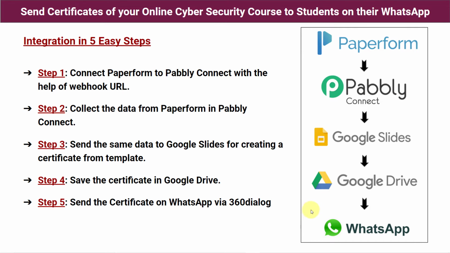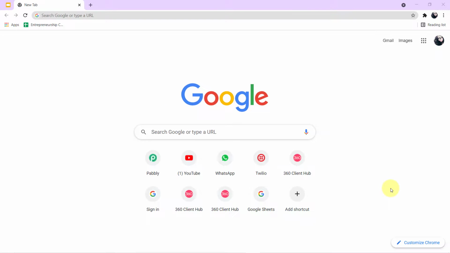Now step number 5 says send the certificate on WhatsApp via 360dialog. Okay guys, why are we using 360dialog here instead of WhatsApp? Because WhatsApp does not allow you to send messages directly. For that we have to use the official API of WhatsApp, which is 360dialog. So here we are integrating 360dialog to send the messages to students on WhatsApp. Now let's start with the process.